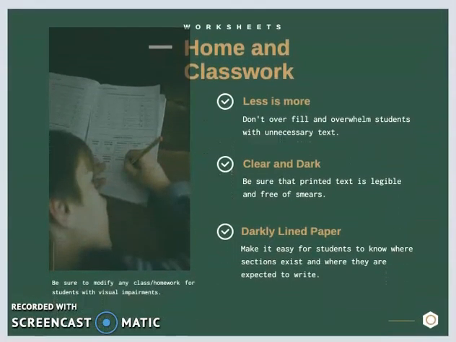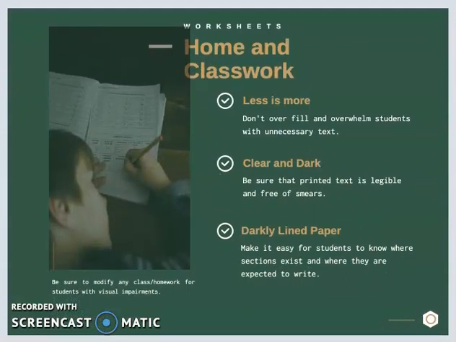Okay, worksheets for home and the class. You need to also be sure that you're modifying any class or homework for students with visual impairments. Try not to overfill or overwhelm students with unnecessary text. Make sure, again, that your text is printed clearly and dark and free of ink smudges. And if students are writing somewhere, make sure that the paper is darkly lined so that they can clearly distinguish between where they're expected to write.